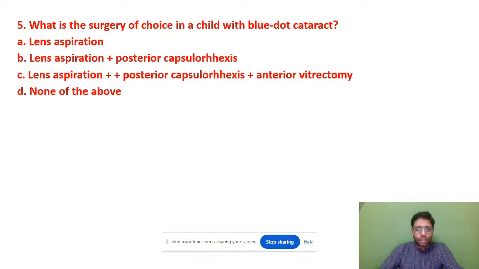Now, if you are thinking that surgery in a child is lens aspiration, capsular access, anterior vitrectomy plus IOL, you are absolutely correct. But this is not a cataract which causes decreased vision. This is a blue dot cataract. In blue dot cataract, you don't do anything. Blue dot cataract is the most common cause of cataract and does not cause decreased vision. I also have it. In my right eye, I have a blue dot cataract.